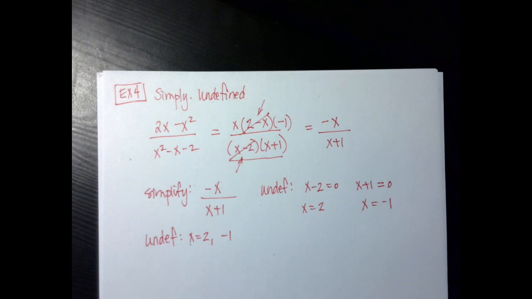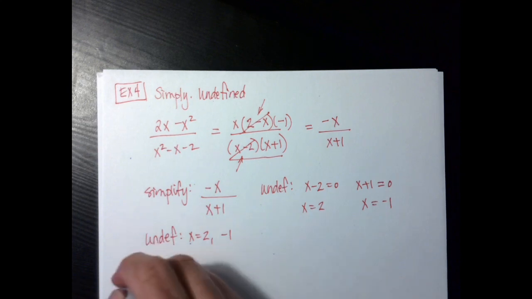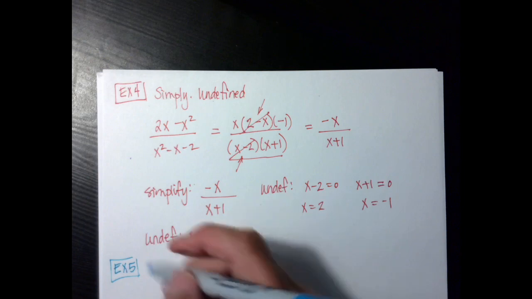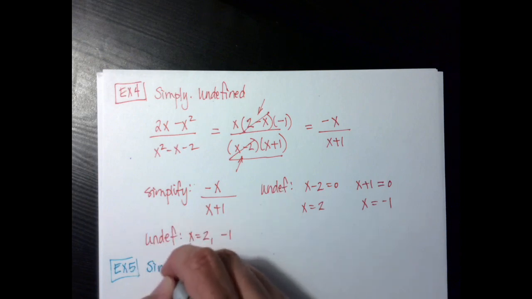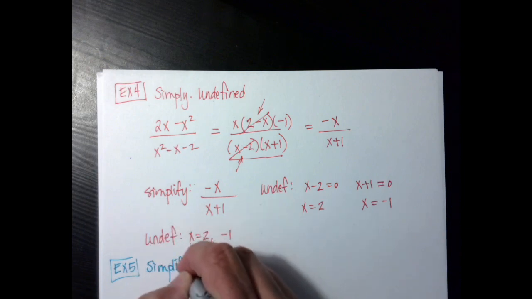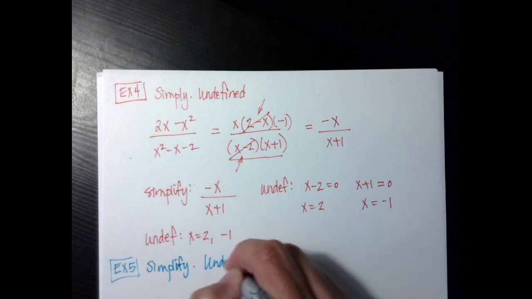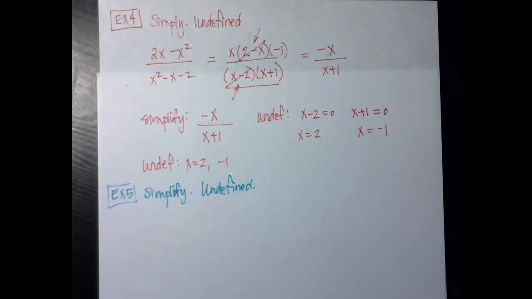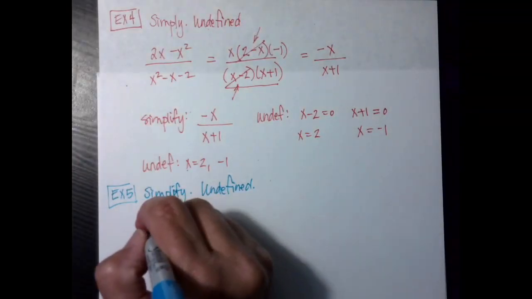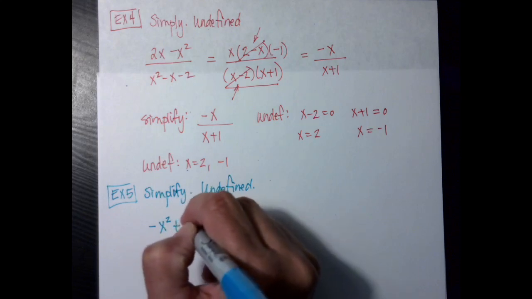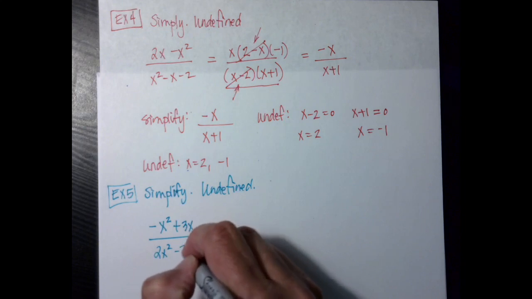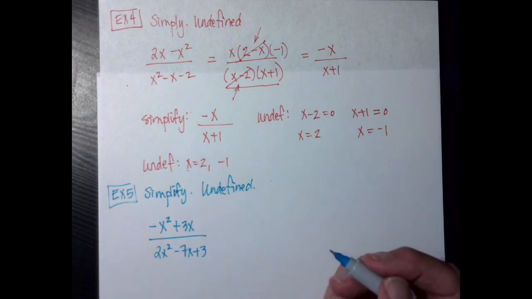All right, I have one more example for us, and then we are done for today. Woohoo! So example 5, and again, I'm just going to write our simplified directions, and they are going to say simplify and undefined. So I did write out the full directions earlier, but in the interest of time, that just saves us a little bit of writing. In this one, I'm going to have a negative x squared plus 3x over 2x squared minus 7x plus 3.